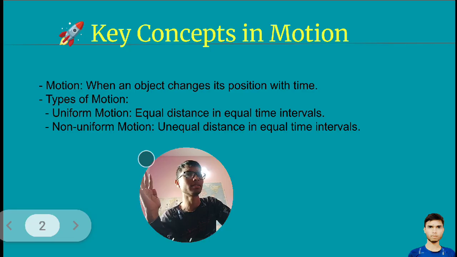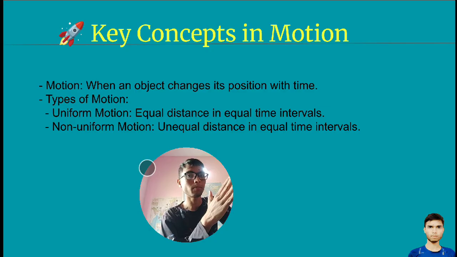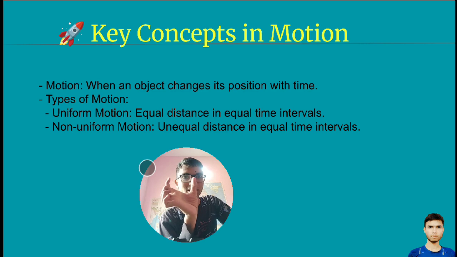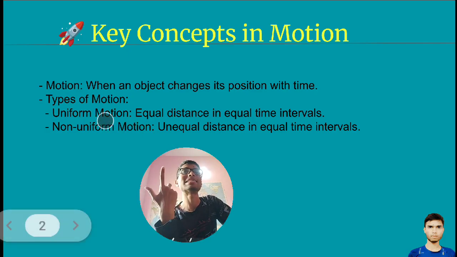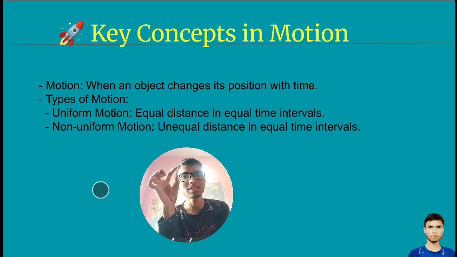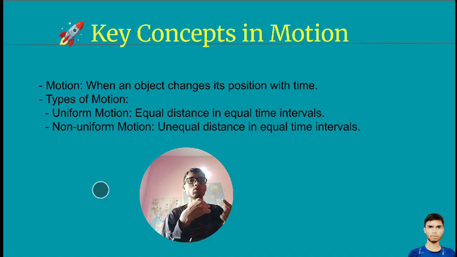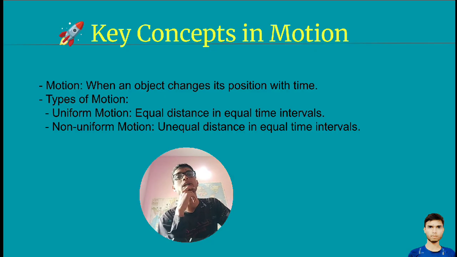If nothing is changing, distance is equal and time is also equal after completing 1 kilometer, okay, clear? That type of motion we will consider as uniform motion. That's it. In this slide we understood the meaning of the definition and the types of motion with examples. Now I am moving forward.